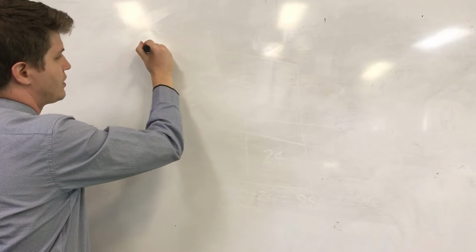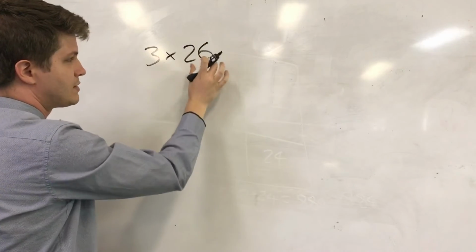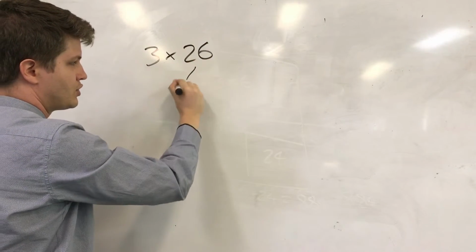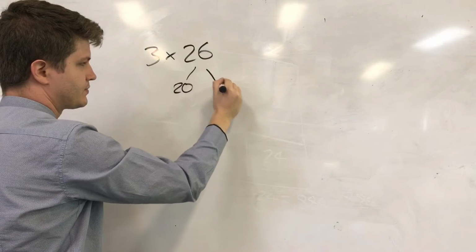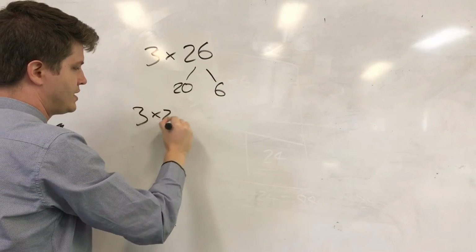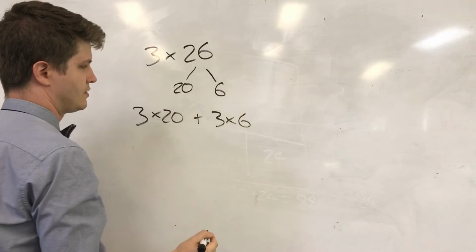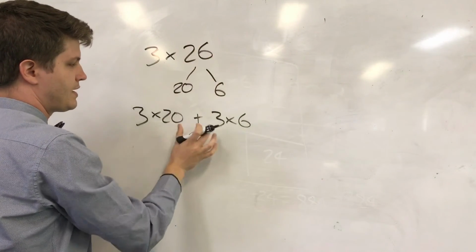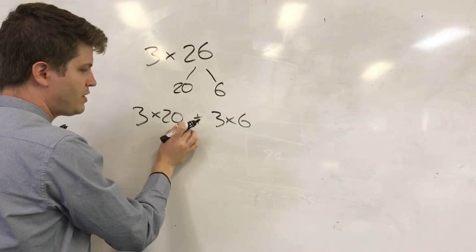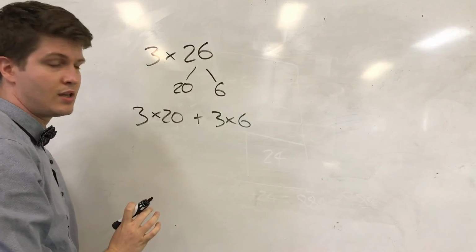This is where place value becomes really important. So if we're doing something like 3 times 26, we can split that 26 up into 20 and 6. So it could turn into 3 times 20 plus 3 times 6. By splitting that up into 20 and 6, well, when we split it up to something with 0 on the end, that calculation is going to be quite simple.